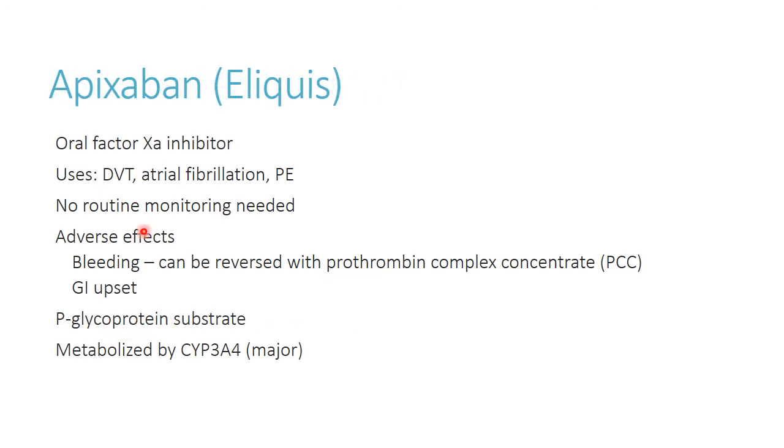Apixaban, or Eliquis. This one I'm starting to see a little bit more commonly being used as an alternative to warfarin. Same indications you'd use any of these others for, dabigatran or rivaroxaban. And again, no routine monitoring needed. So it's a big benefit here. This one, although, is interesting because it is metabolized through CYP3A4, so you do need to watch out for drug interactions, right? If you have an inhibitor, you're more likely to see bleeding, because you're preventing metabolism of the drug. So again, watch out for that.